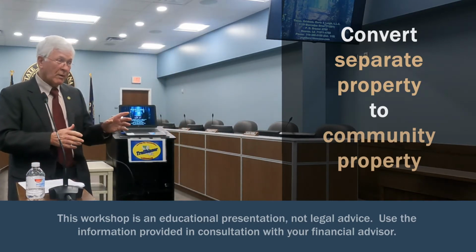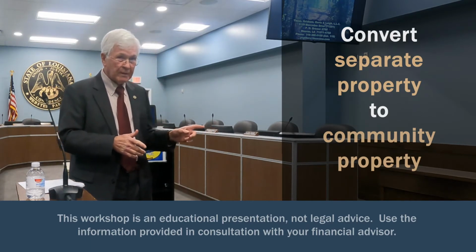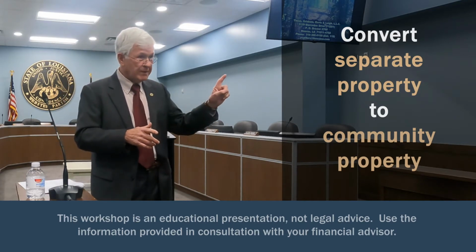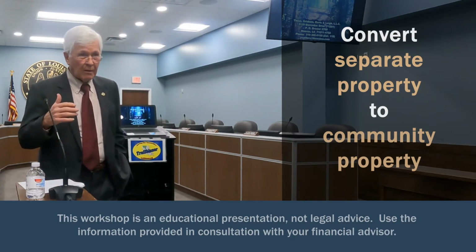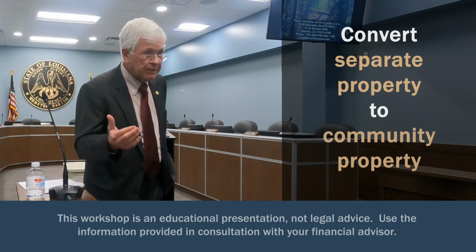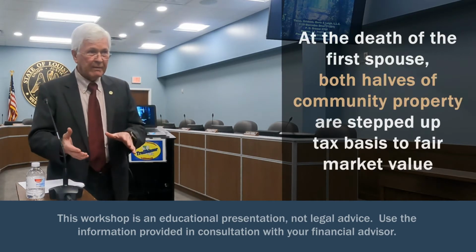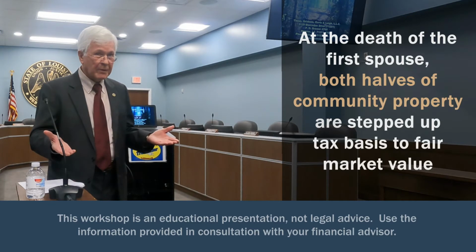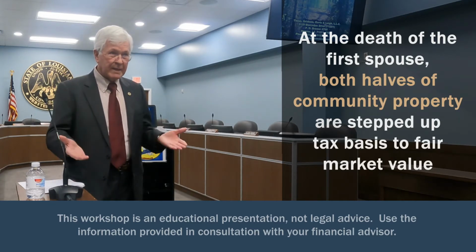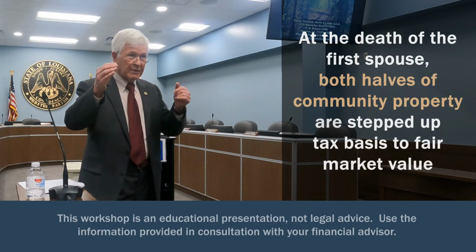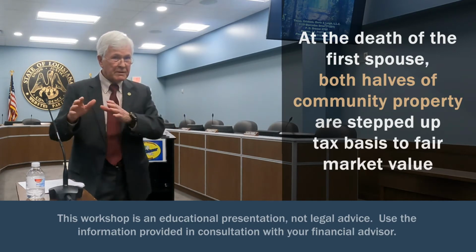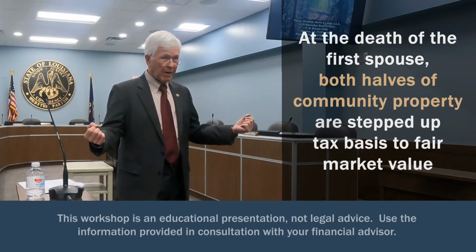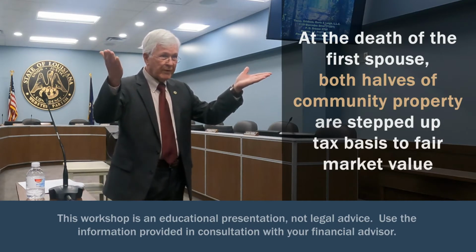Why would you want to do that? Number one, because there's one spouse that's probably feeling a little insecure. It maybe convinces the other spouse to do it. That's one reason. But another reason would be community property at the death of the first spouse. If it's community property, that property gets something called a stepped up basis. Tax basis is stepped up to the fair market value, not just the deceased spouse's half, but both halves of the community property gets stepped up to the fair market value.